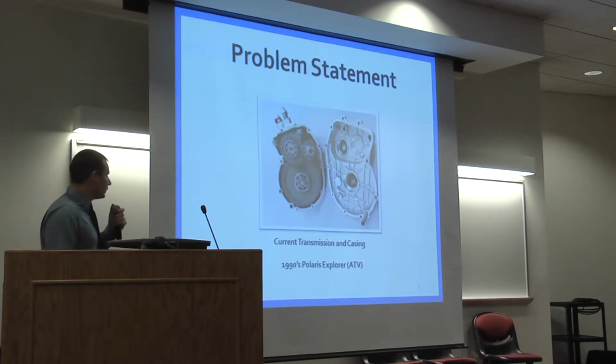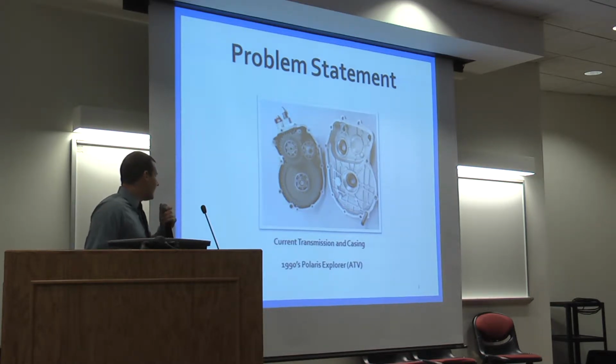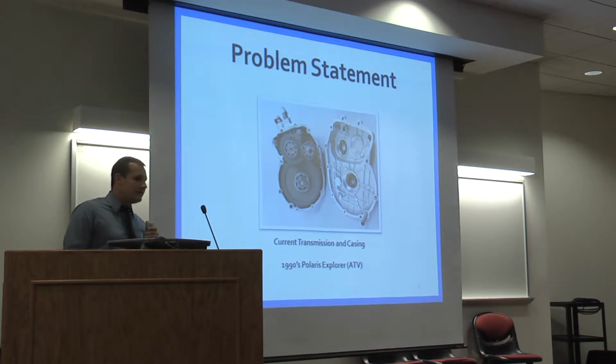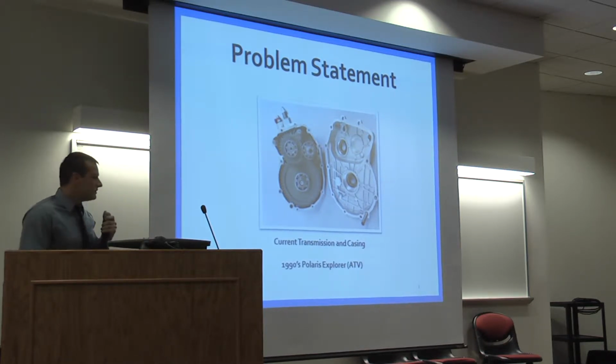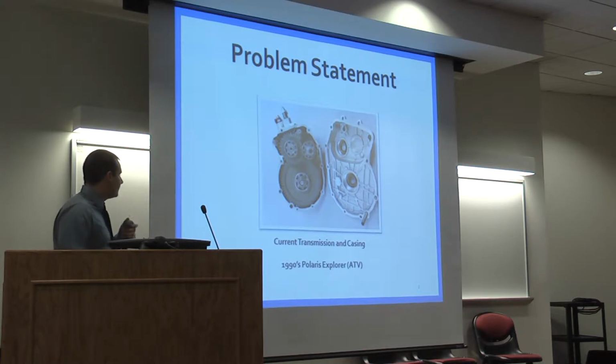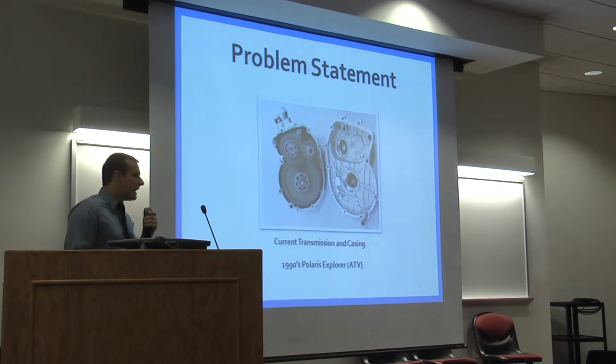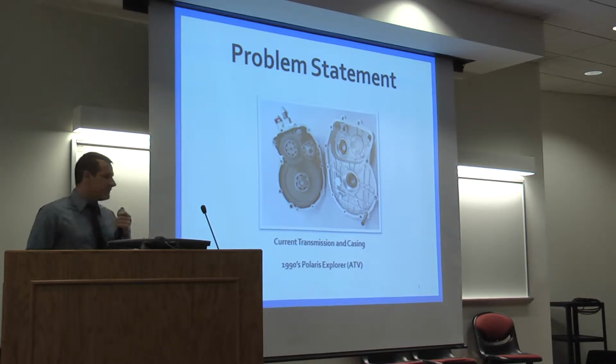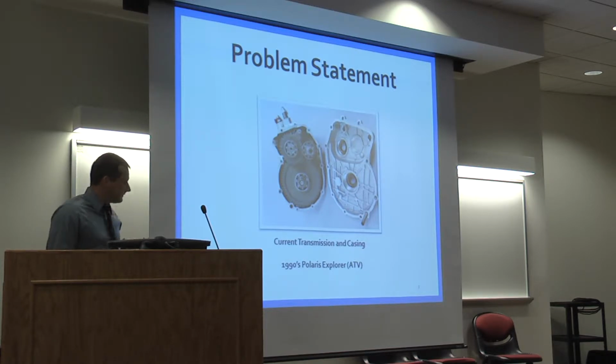This picture shows our current transmission and casing on our Baja vehicle. It is from a 1990s Polaris Explorer ATV. This transmission has high, low, and reverse gear mechanisms. During competition, students would only use the high and reverse gear mechanisms, and the low gear mechanism is not needed. It adds extra weight to the vehicle and extra space that is not needed for the transmission.